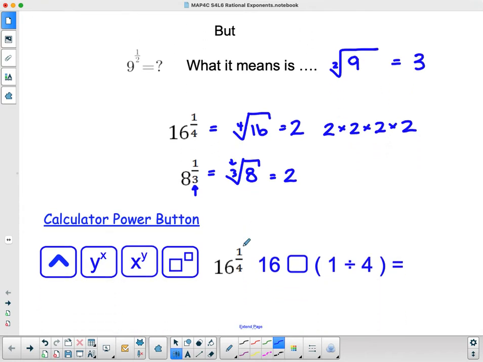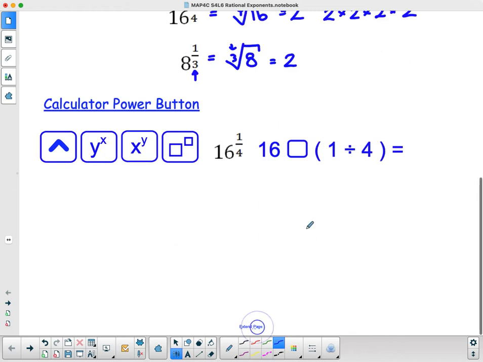Now, if you're going to plug it into your calculator, you're looking for one of these buttons. It's either going to look like a little up arrow, it's going to be y to the x, x to the y, or this button. So same as the buttons that we've been using all along for any kind of exponent. So when you plug it in, you're going to plug in 16, then whatever the button is, and then make sure that you use brackets. This is really important to make sure that you use brackets to get the fraction as the exponent.